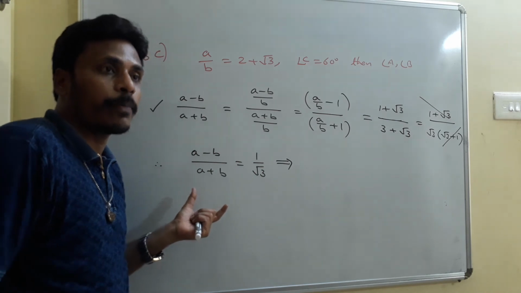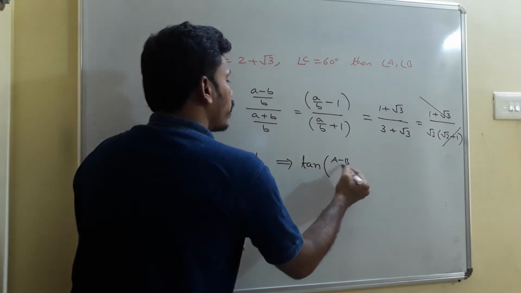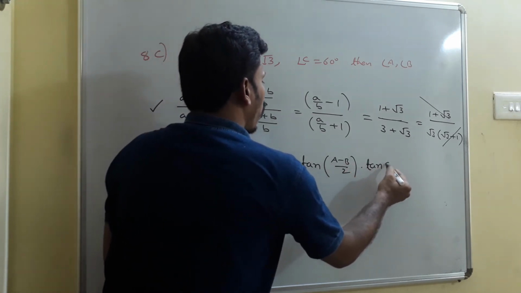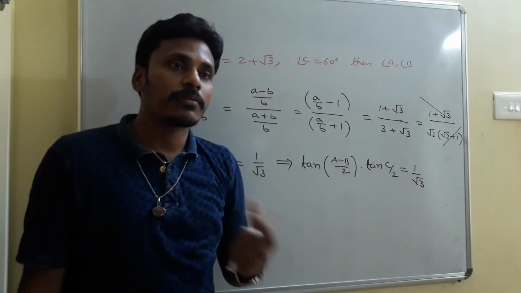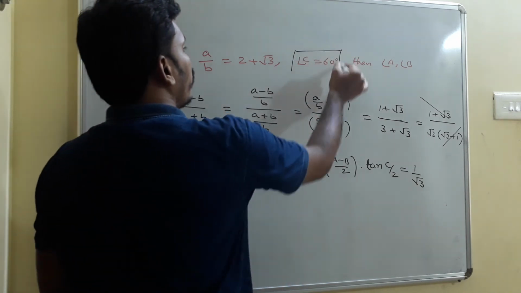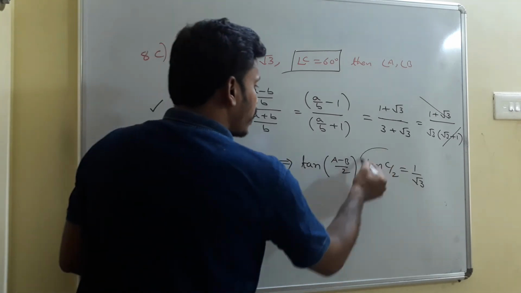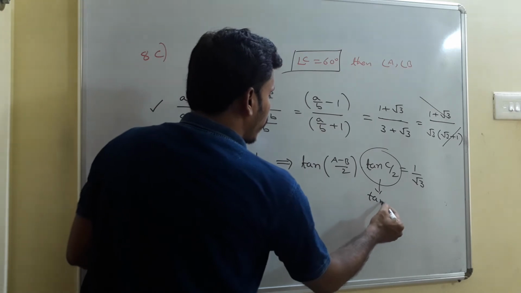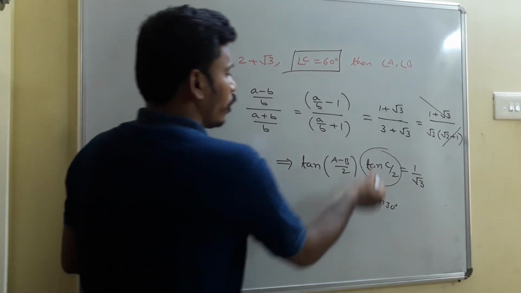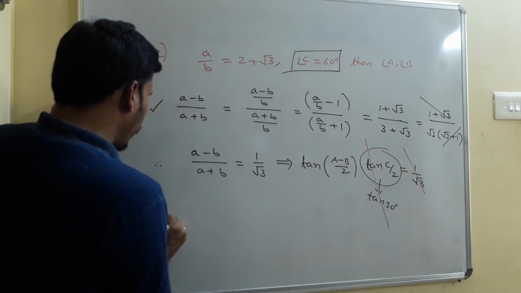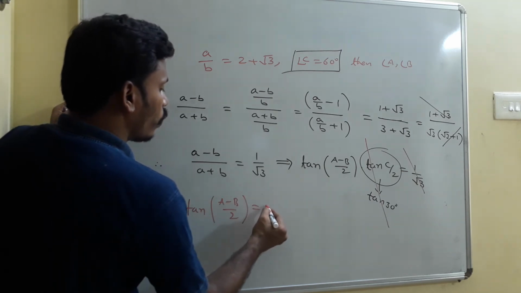And now (a minus b) by (a plus b), from the tangent rule, can be written as tan of (a minus b) by 2 into tan of c by 2 is equal to 1 by root 3. Now you just think about c by 2. Angle C is given as 60 degrees. Since angle C is 60, c by 2 is 30 degrees. So this tan c by 2 is nothing but tan 30 degrees. And what do you say about tan 30 degrees? Tan 30 degrees is again 1 by root 3. So these two terms will get cancelled, and then you will get that tan of (a minus b) by 2 is equal to 1.